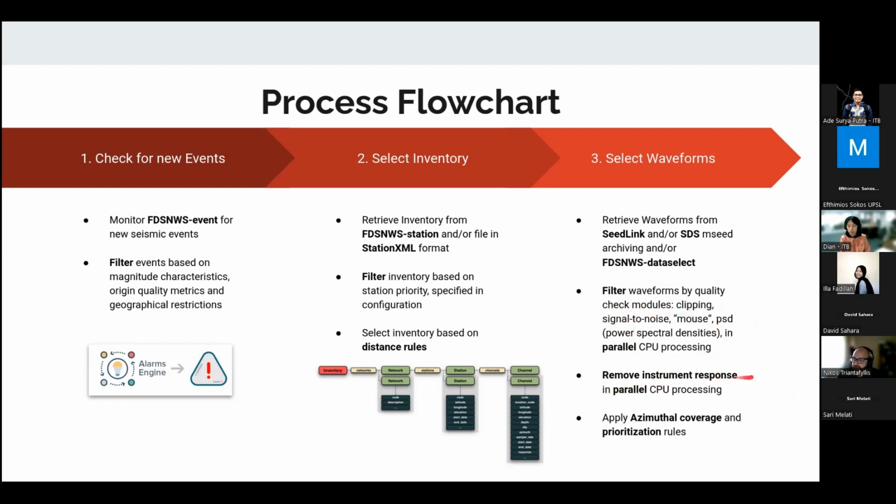And then after this filtering, we remove the instrument response, and we do this with parallel CPU processing. Then we implement a methodology on how we select stations, which I would say is one of the most difficult things Gisola does. It selects stations based on azimuthal coverage and priority of stations.